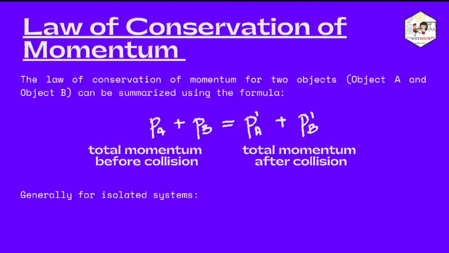And generally for isolated systems, so when we have systems that have bigger numbers of objects to consider and their momentum, we write the equation simply as P total is equal to P prime total. Okay, so basically it's the same. At the left side of the equation is the total momentum of the system before the collision, and at the right side is the total momentum of the system, isolated system, after the collision.